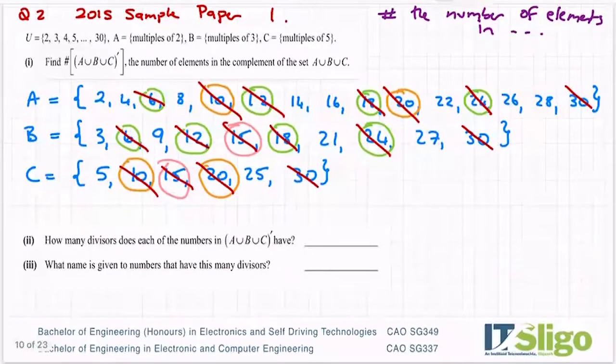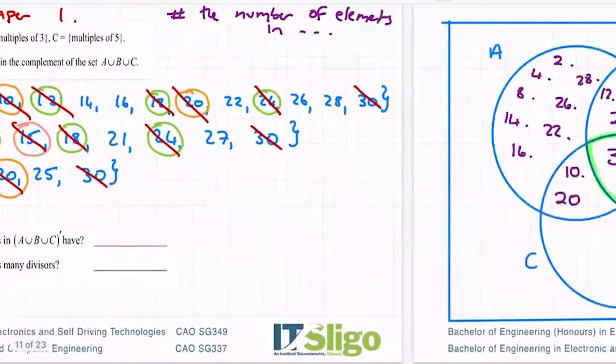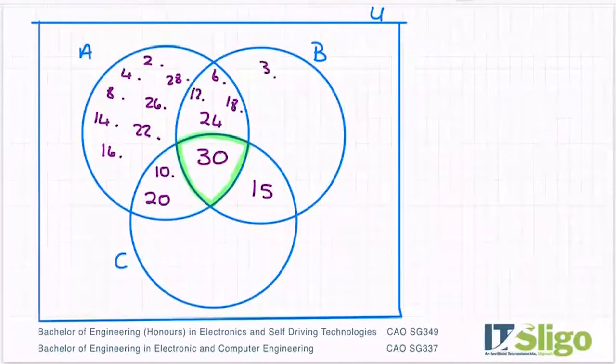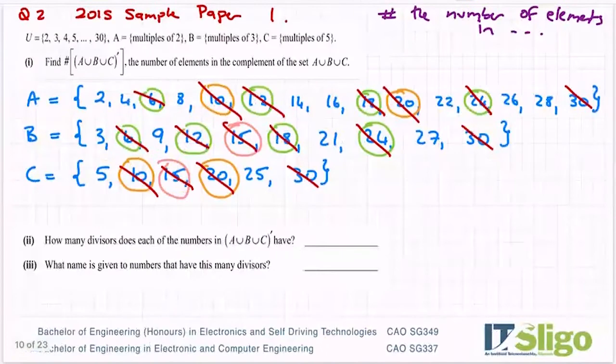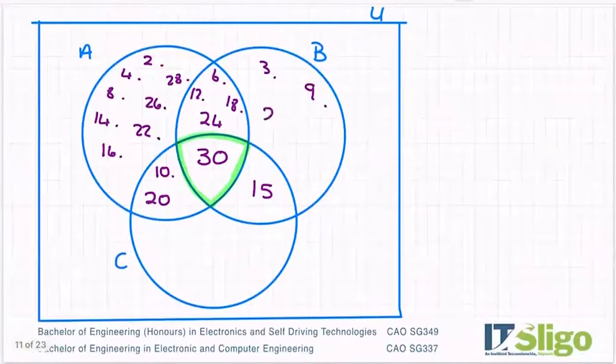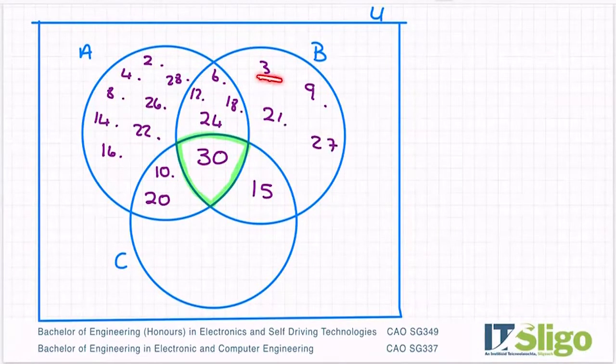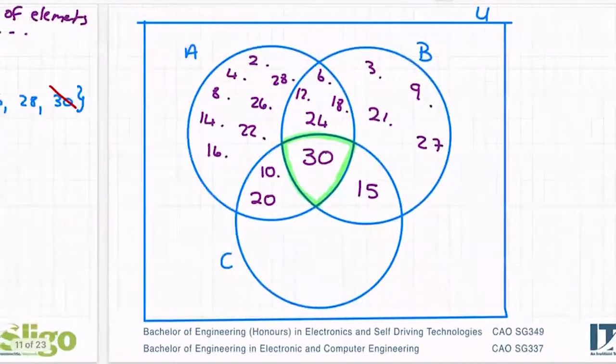B then, what's left over for B? So I have 3 and 9, 21, 27. And in the same way, let's check. So I have 3, 6, 9, 12, 15, 18, 21, 24, 27, and 30. So that's set B complete.